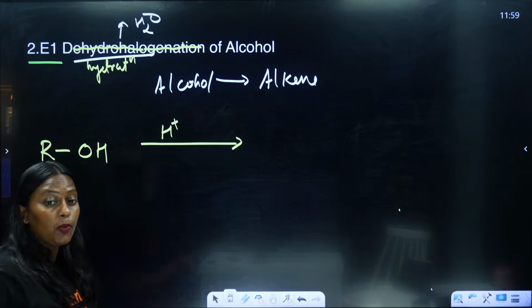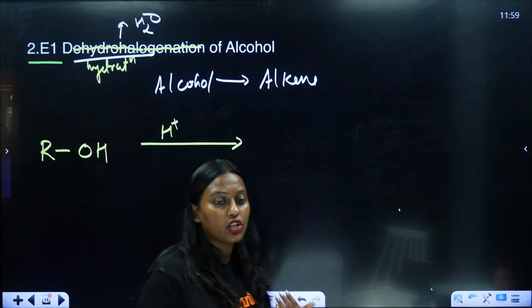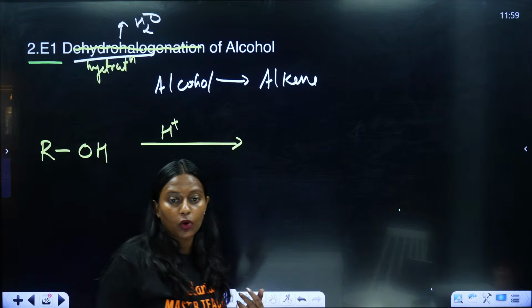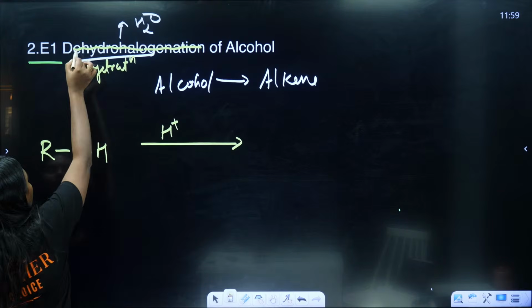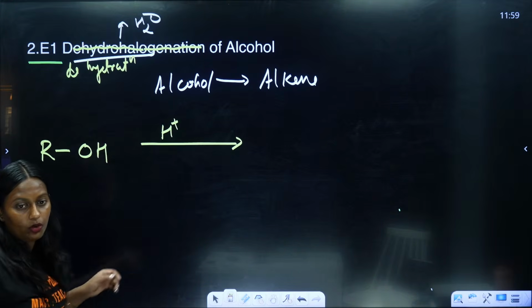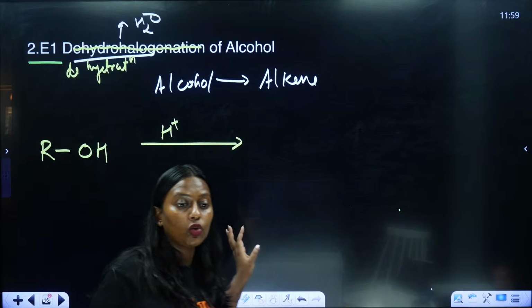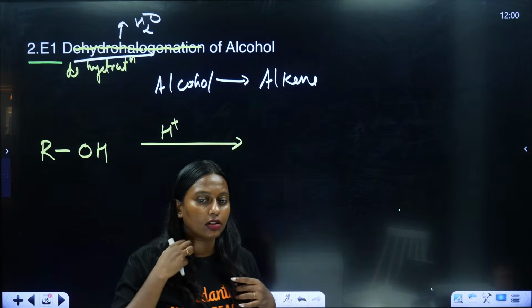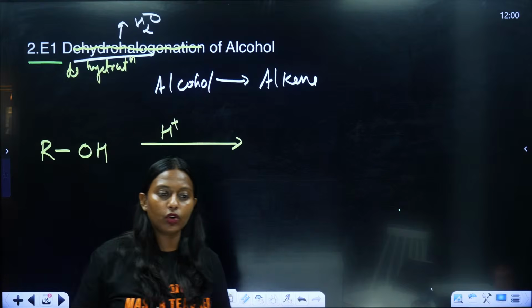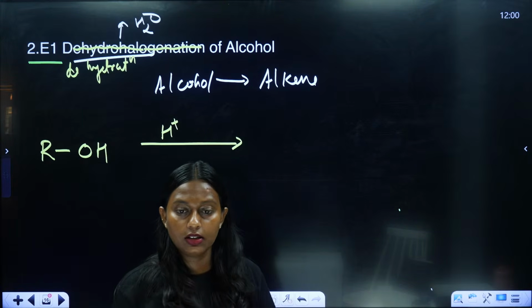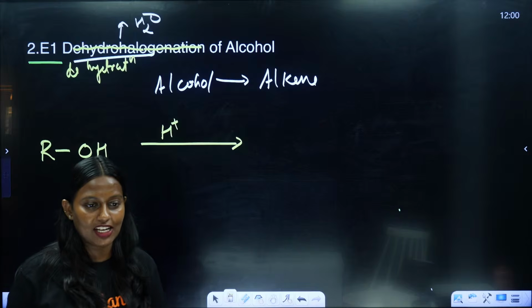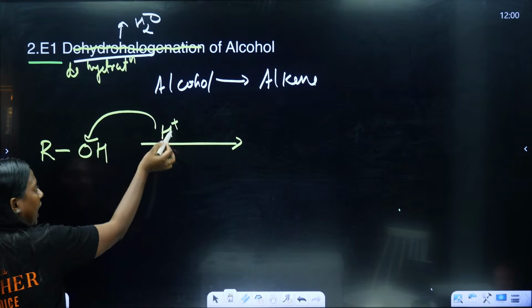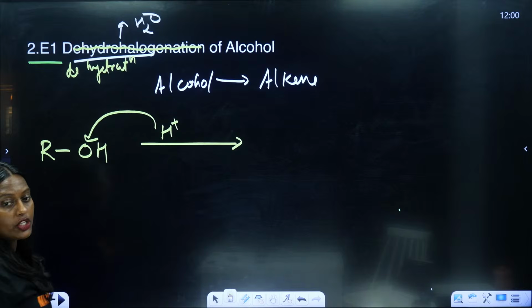The first step is protonation. Guys, what is protonation? Tell me quickly. Adding a proton. Yes, very good. So here what will happen? Hydrogen will add onto the oxygen of OH.